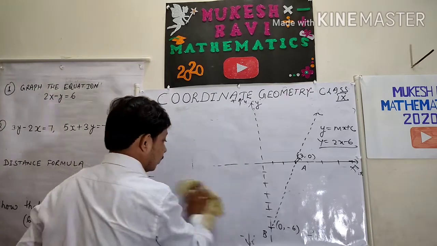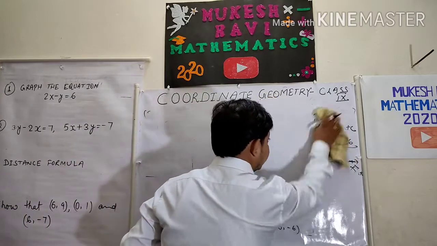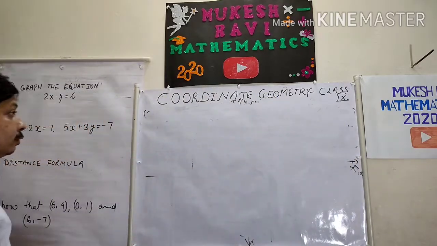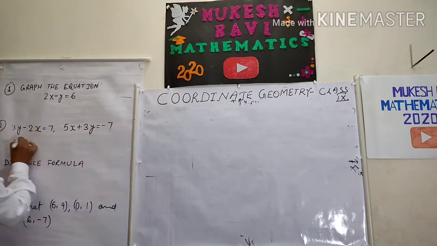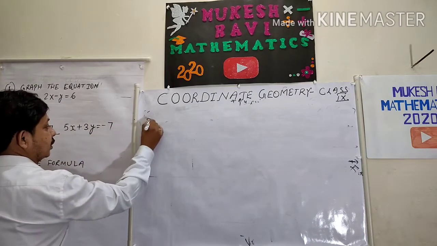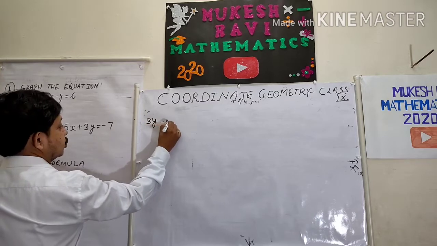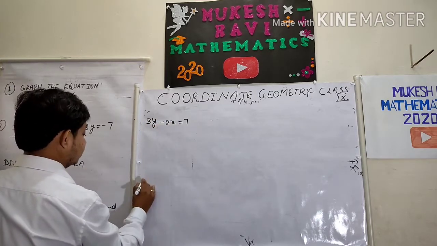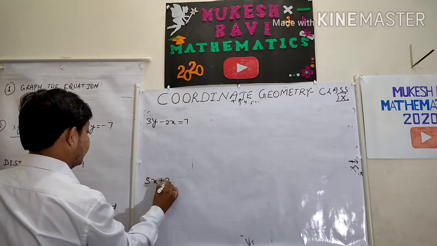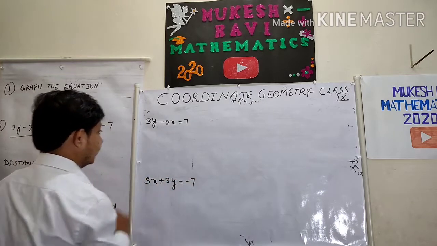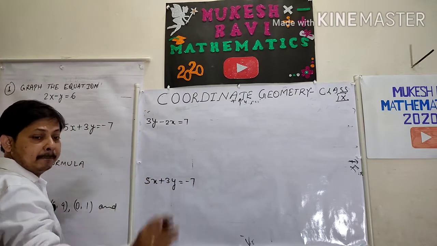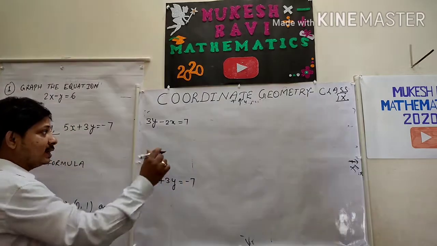Now the second thing is, in this video, how to solve simultaneous equations with the help of a graph. Same procedure: 3y minus 2x is equal to 7 and 5x plus 3y is equal to minus 7. My procedure is very simple.